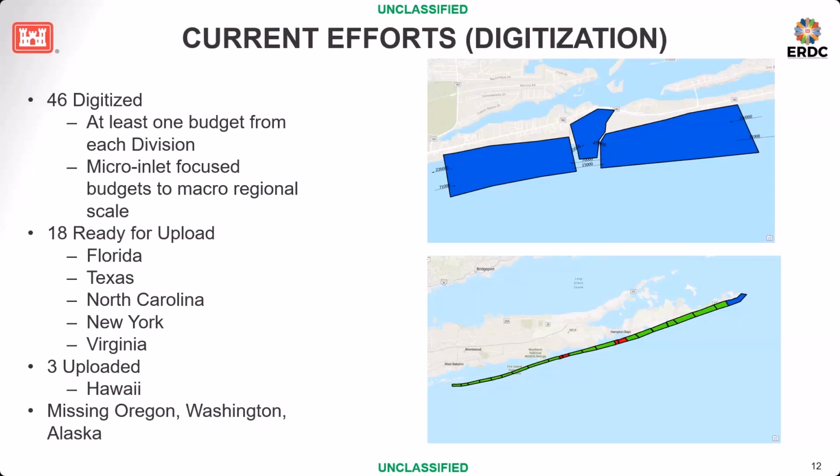We have 18 ready for upload, and I pulled this from a previous presentation last week, and I kind of joked, I should have put just the states we had. I wanted to put the states missing. So I added that to the bottom right there. So our three states are Oregon, Washington, and Alaska that we have no budgets identified. So if you are from one of those areas and you're on this call and you know of some budgets that exist, please reach out to me. We'd love to host them for you guys, make that data easily accessible for everyone.